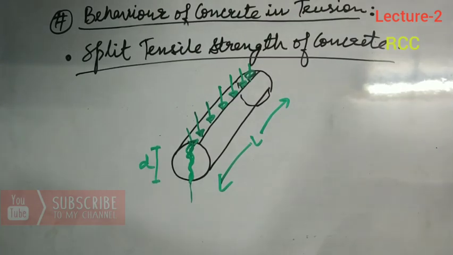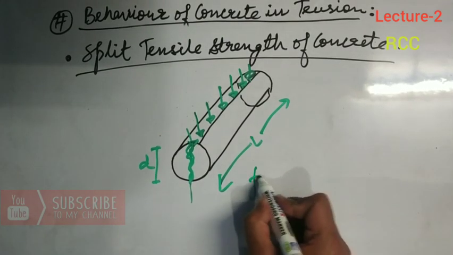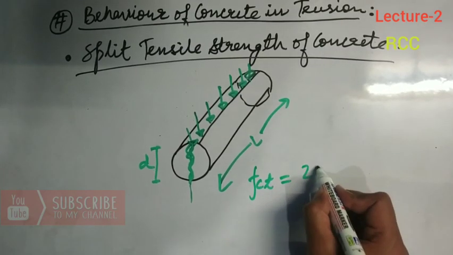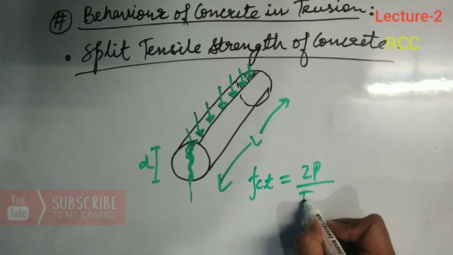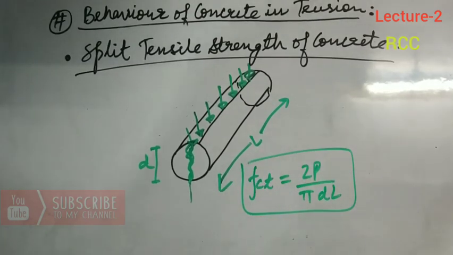So this type of loading produces a uniform tensile stress across the plane of loading. The splitting tensile strength, denoted by FCT, is then given by the formula 2P upon pi DL, where P is the maximum load applied at failure, D be the diameter of the cylinder specimen, and L is the length of the cylinder specimen.